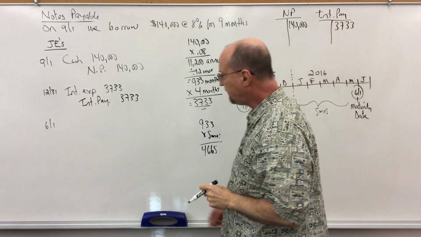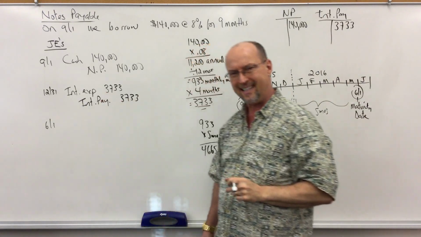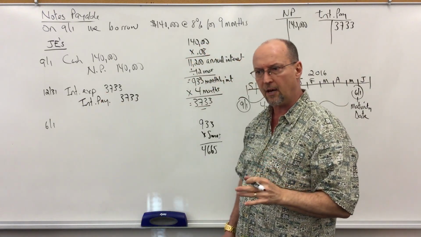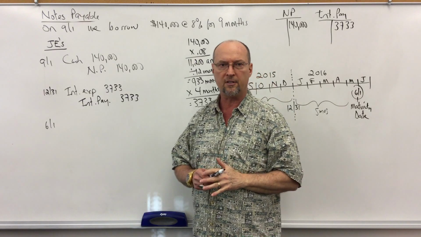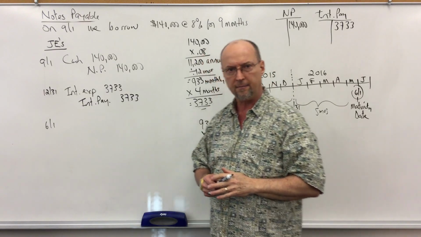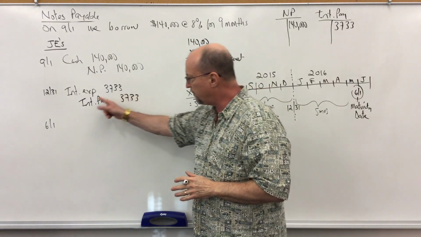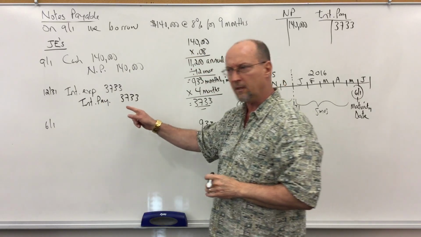Now, I'm going to put T accounts up here for notes payable of $140,000 and for interest payable of $3,733. Remember, interest expense is an expense. It's a temporary account. It gets closed out at the end of each year. So that gets set back to zero, but interest payable is a liability, just like notes payable, and it sits on our balance sheet.